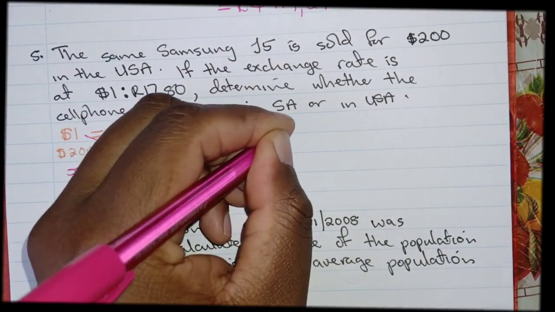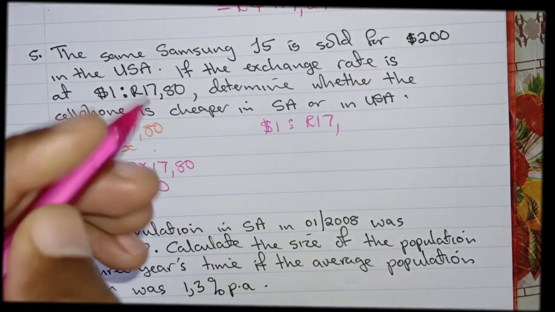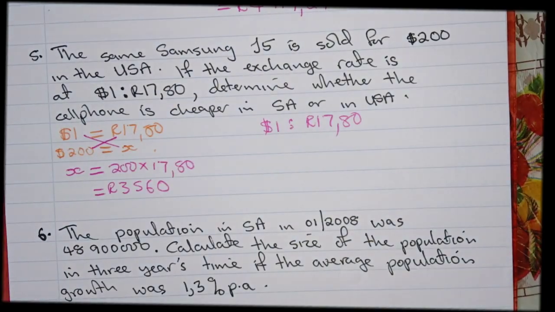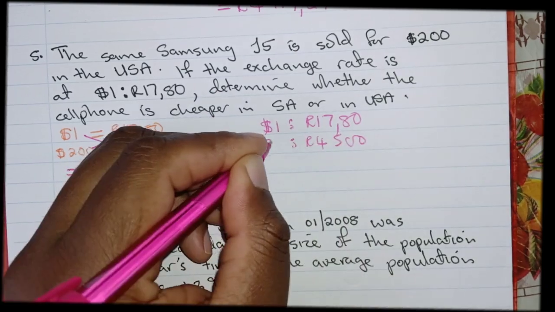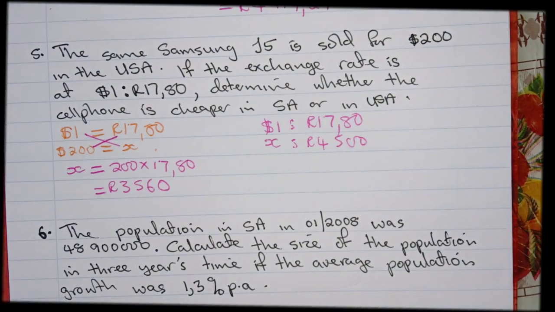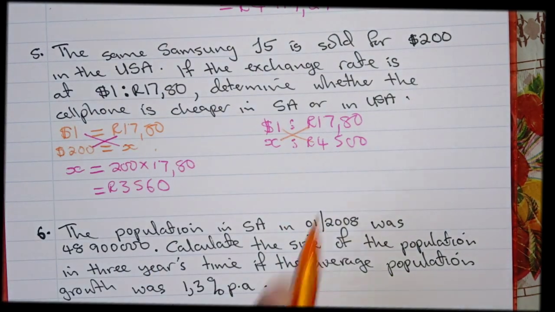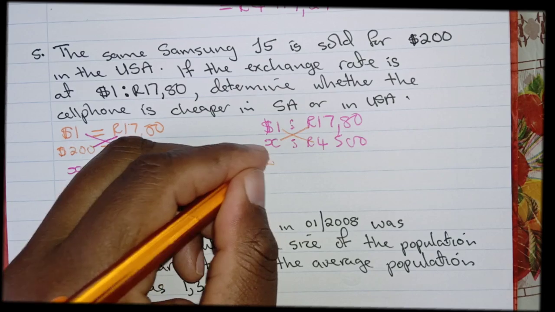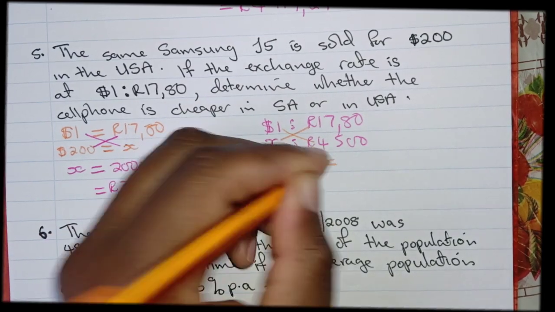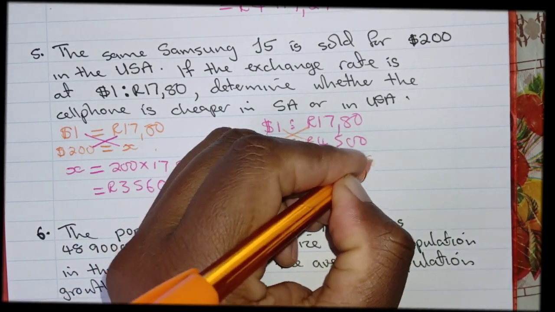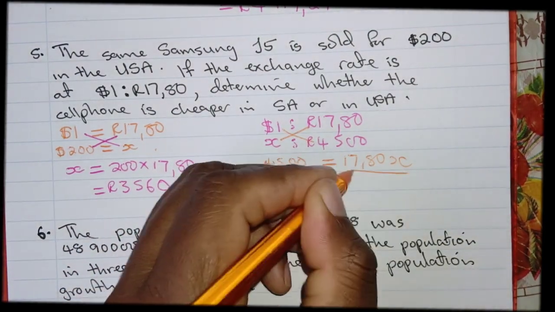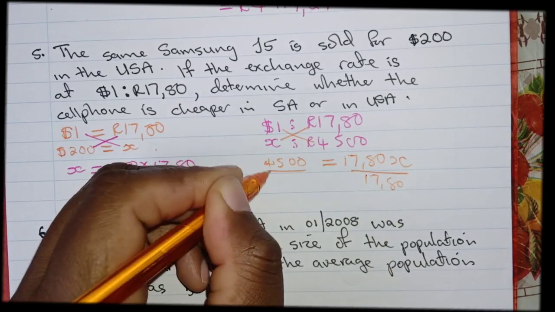This is 1 is to 17 rand 80. This is our exchange rate. So we can convert our 4,500. This 4,500 is equivalent to how many US dollars? Cross multiplication once again. Multiplied by 1, we have 4,500 is equal to x multiplied by 1780. That's 1780x. And then divide both sides by 1780.